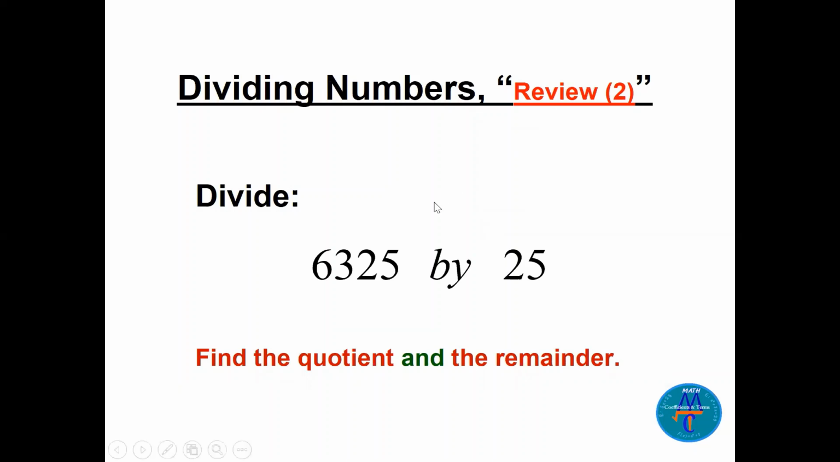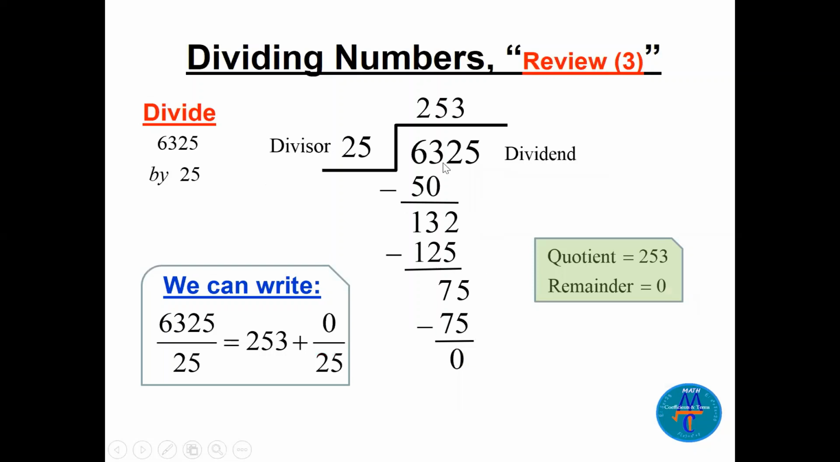Here's page 2. 6,325 divided by 25, find the quotient and the remainder. I put it here for you, you can read it at your leisure time. This is review number 3. Same way, we divide, then multiply, and then subtract. We get the quotient and the remainder. The remainder can be 0 or a number.